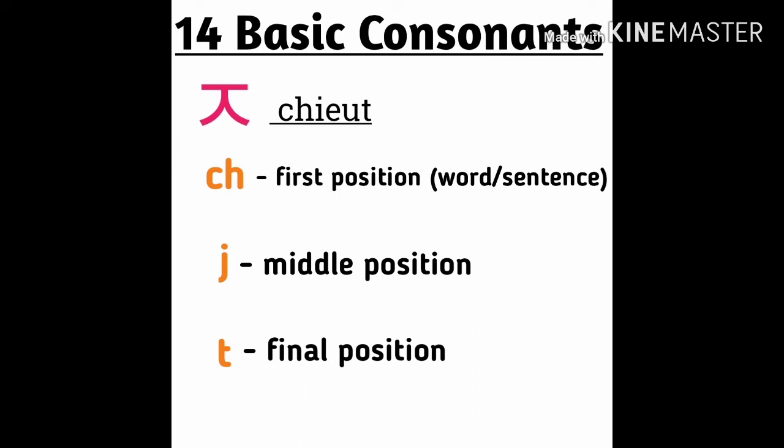Next consonant is the consonant chiut. Rules are, when it is placed in the first position in a word or sentence, it will be pronounced as ch. For example, chiut is in the first position. We will pronounce this as chonen. Okay? Another rule. When it is in the middle position, its sound will be j.